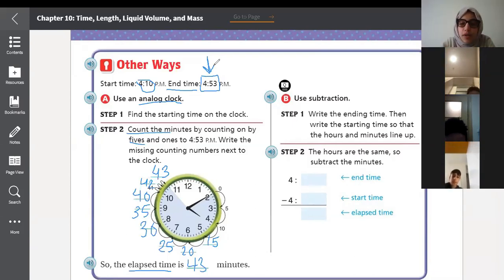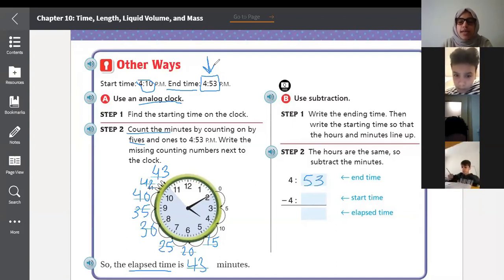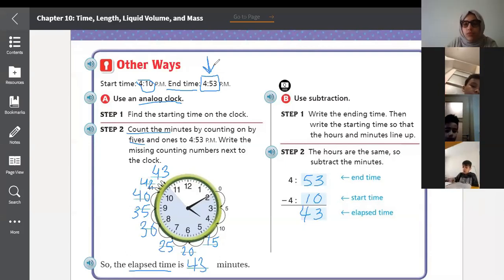So I'm going to put the end time first. So if you use subtraction, you always have to put the end time first. And then I will put the start time. And Izzat, what's the start time? 4 and 10 minutes. So 3 minus 0 we know is 3. And 5 minus 1? 4. So this is how we can use subtraction to find the elapsed time. Thank you, Izzat.